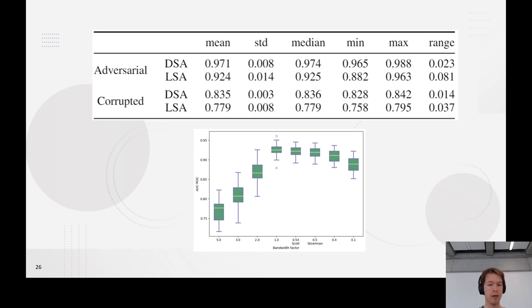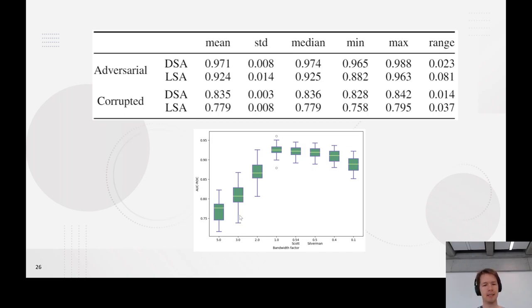We also look at the bandwidth factor for LSA, which is a very important hyperparameter. And we were assuming that this hyperparameter could be used to influence the sensitivity. And indeed, as shown here, we find that different selection of bandwidth factors has a high influence on both the out-of-distribution detection capabilities of LSA, but also on the sensitivity, hence on the distribution of the out-of-distribution scores, right?